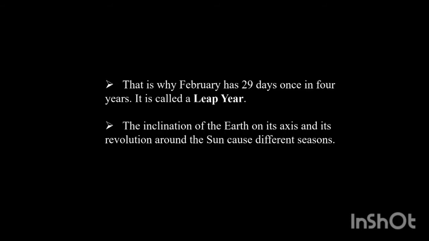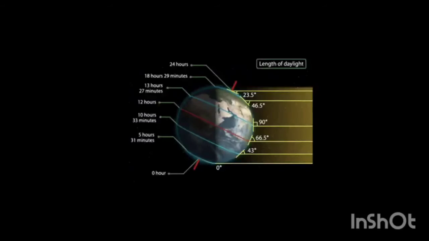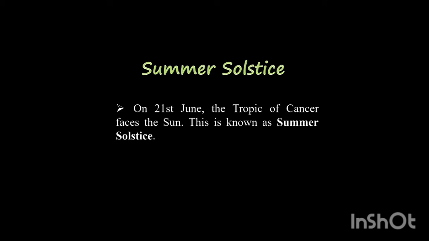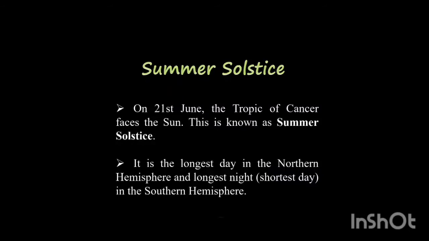The inclination of the earth on its axis and its revolution around the sun cause different seasons. Here, I placed a picture that represents 0 hours to 24 hours. Summer solstice. On 21st June, the Tropic of Cancer faces the sun. This is known as the summer solstice.